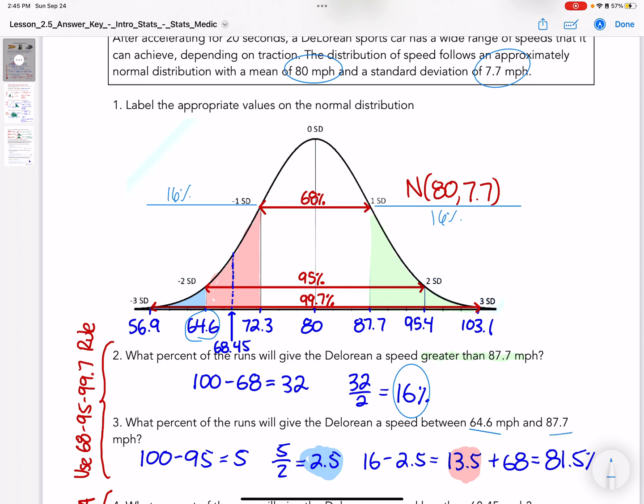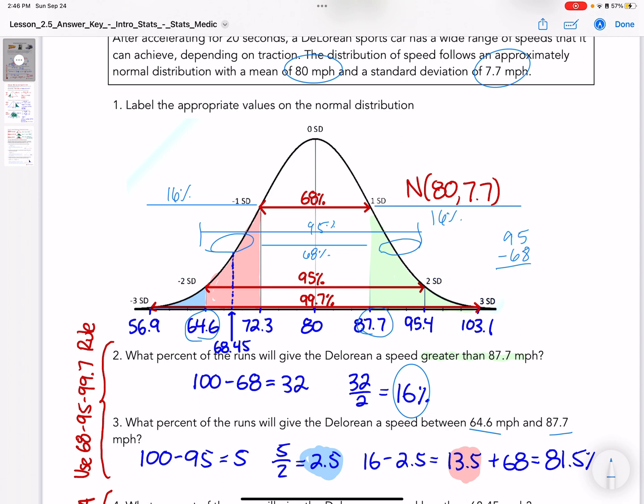The next one says, what percent of the runs will give between 64.6 and 87.7? So you can see, again, 95% is here, 2 standard deviations, which is not quite what I need, but I do have that this is 68%. So let's go ahead and get this little value here. The way I'm going to do this is I want this amount and this amount. Since I know that the bigger one here is 95%, let's subtract 95 minus 68.